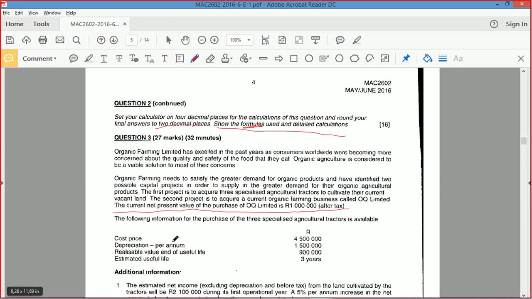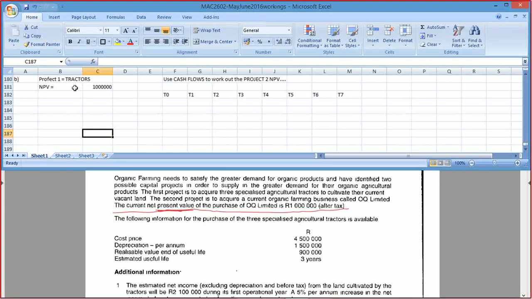So step number 1 is to get your initial investment. Before you carry on, wasn't that 1 million for the purchase of OQ? Because I think you said the tractors. Oh, did I say tractors? What did they say in the question? The second project is to acquire a farm. The current net present value of the purchase of OQ Limited. Oh, okay, you're right. We need to do the tractors, so it's the other way around. Sorry. That's the OQ, and this is for the tractors. It's just the wrong way around.